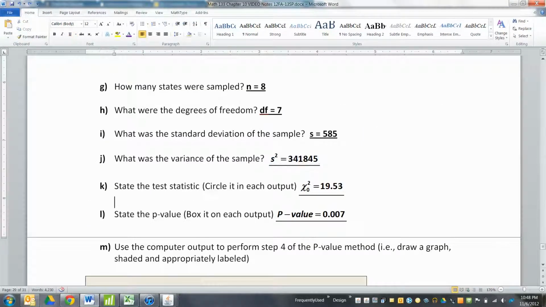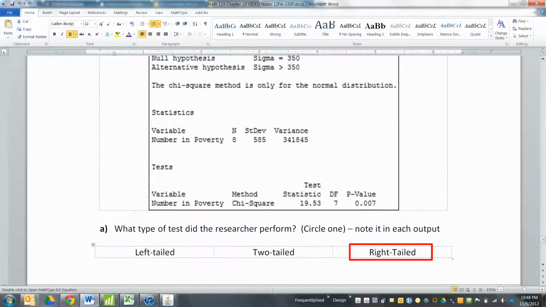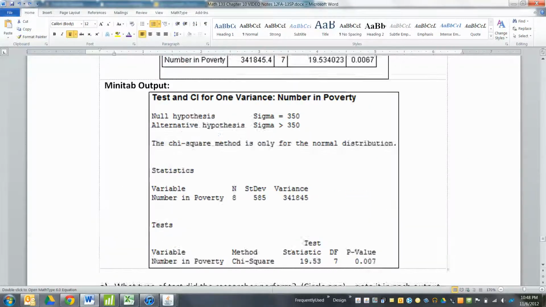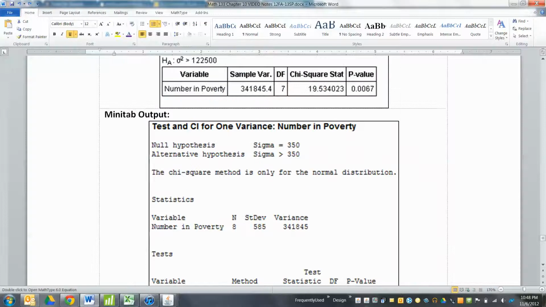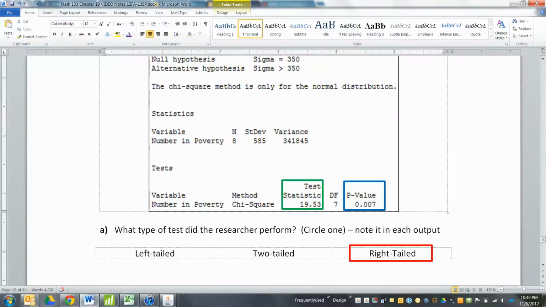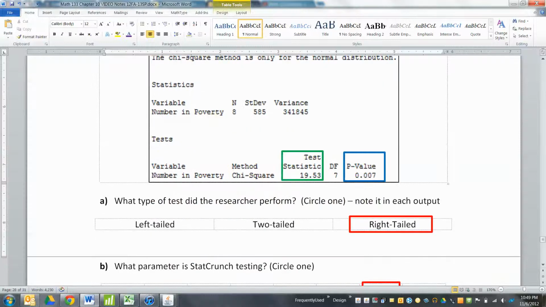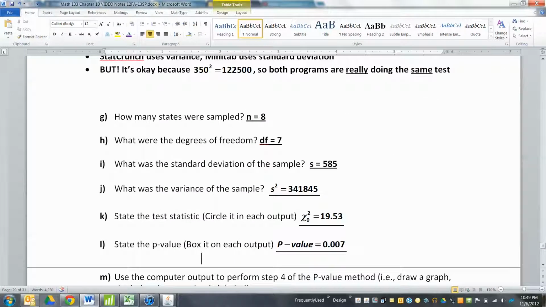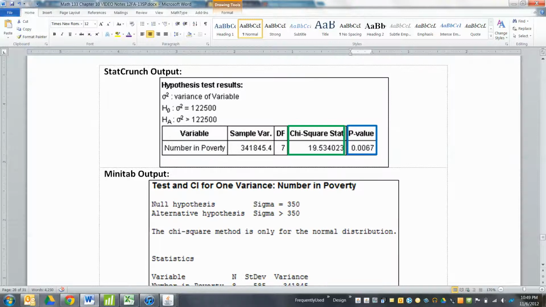All right, what was the test statistic? That's chi-naught squared, which is 19.53. You can see it right here in Minitab, and in StatCrunch it's right here, the chi-square stat, 19.53. Let me circle those. There we go, I just wanted to give those a little green ring. So the chi-square statistic in that green ring, 19.53, is your test statistic. And the p-value, which is coming next, is 0.007. That's the blue rectangle right there.